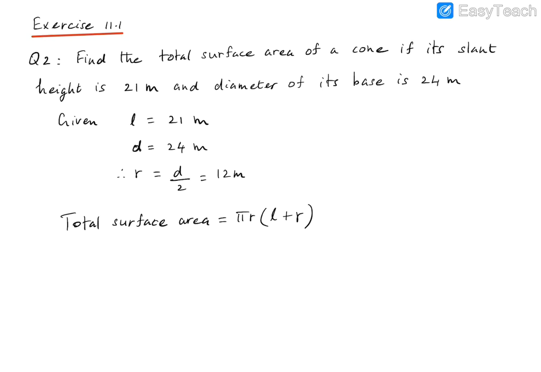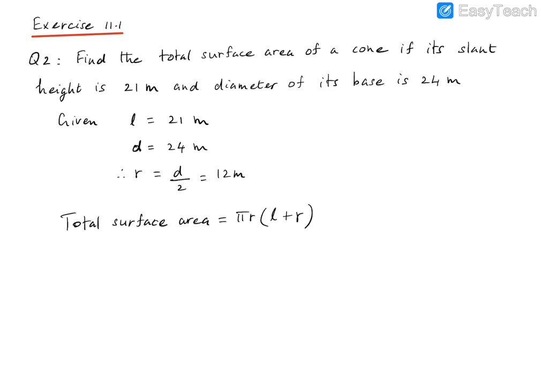Okay, so the first question that we will do is as follows. We are asked to find the total surface area of a cone given its slant height is 21 meters and that the diameter of its base is 24 meters. So what is given to us is a slant height L as 21 meters. The diameter of the base, which we will call D, is 24 meters. From that, we can calculate the radius of the base. The radius is half the diameter, so it's diameter divided by 2. So we get the radius of the base as 12 meters.